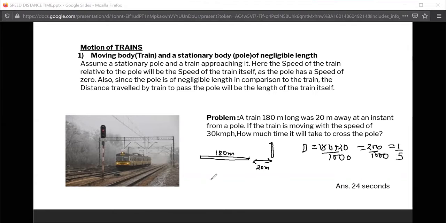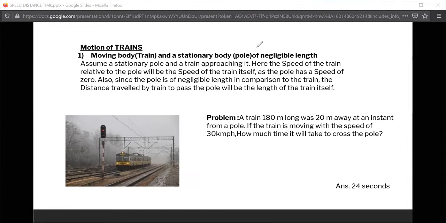So how much time will it take? Time is equal to distance by speed. Distance is 1 by 5, speed is 30. This will be in hours. If you want it in minutes, multiply by 60. If you want it in seconds, again multiply by 60. You can see that it will be 24 seconds. I hope you got it. Let's move to the next question.